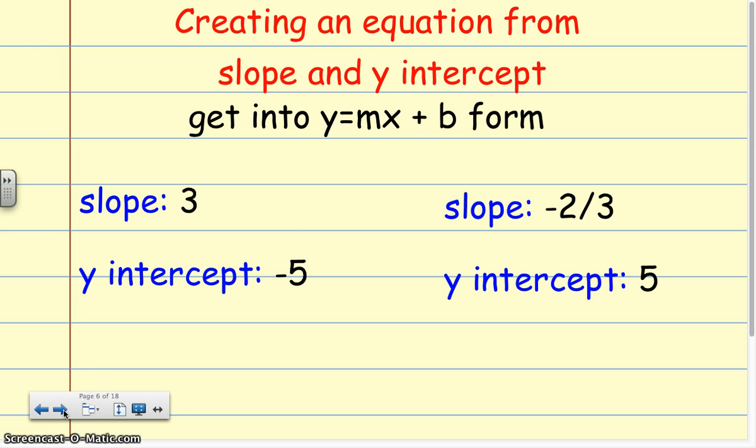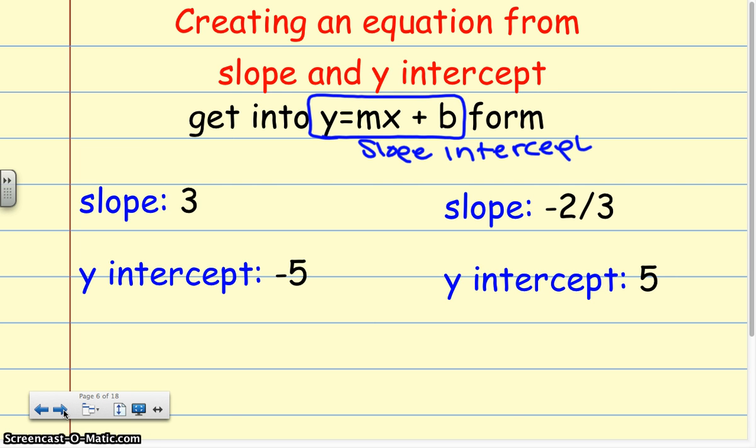Next concept we'll want to learn is creating an equation given our slope and our y-intercept. Our goal is to always get into y equals mx plus b form. This again is called slope-intercept form. So if we want to get it into slope-intercept form, all we need is the slope and the intercept, and then just plug them in where they're supposed to be.